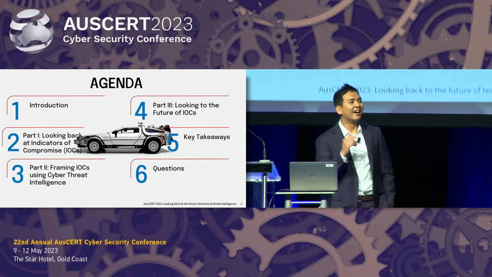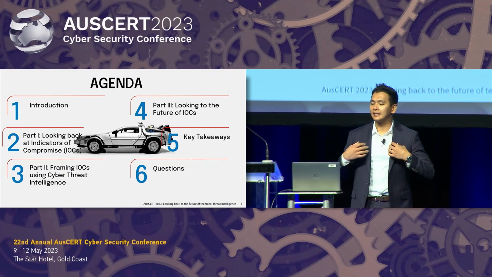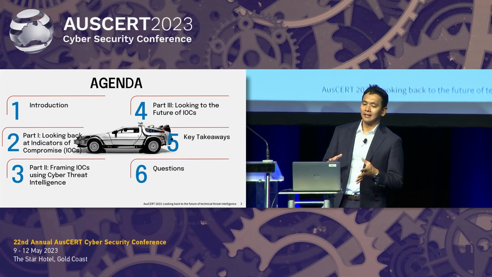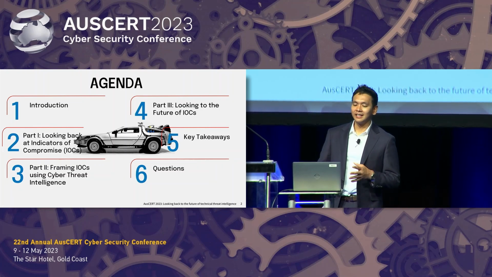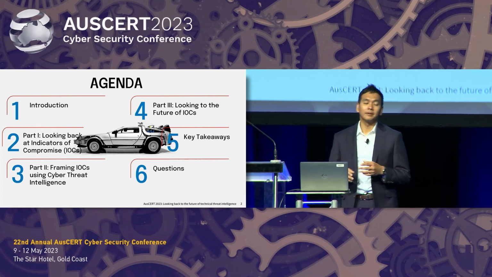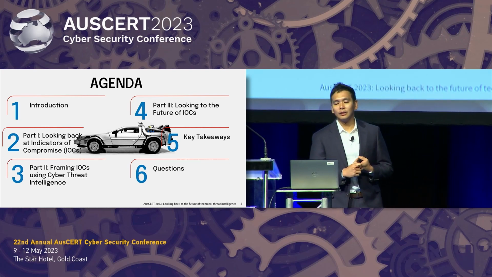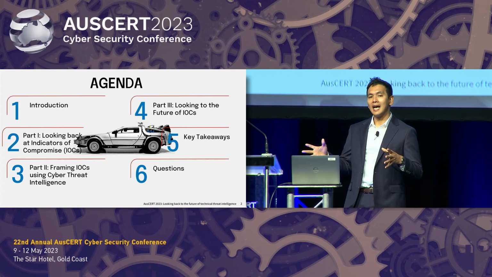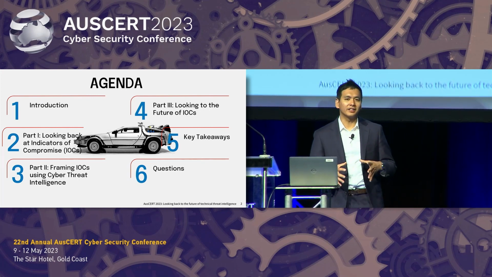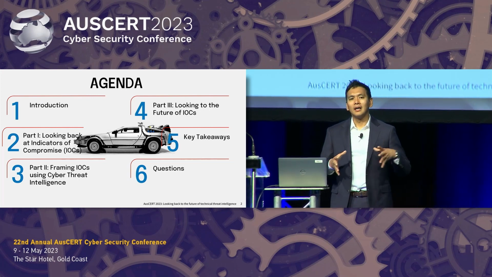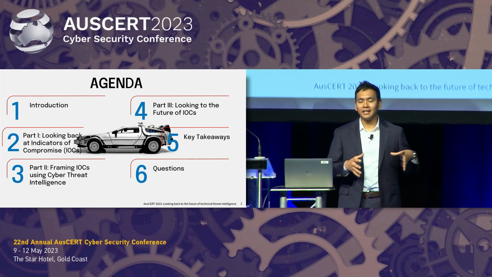But I'll just go through the agenda really quickly. I'm going to do a really quick introduction, and I've split this presentation up into 3 parts. Part 1, we'll look at revisiting indicators of compromise. So just defining them, looking at current applications that we know.